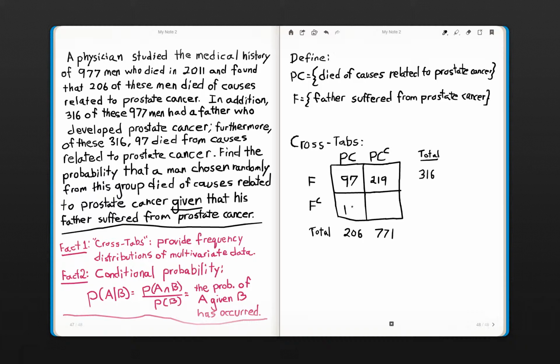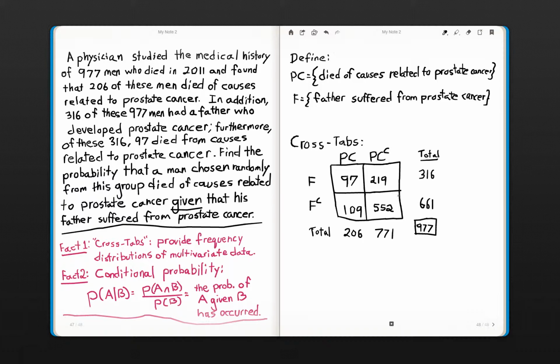So this would actually be 109, and this would be 552, because we know the remaining have to be associated with that cell, and we can complete the row total on that. And just to double check, and I'll let you do that, you need to make sure that the row totals and column totals sum to 977, so that everything works out. So this is our crosstab for this problem here.